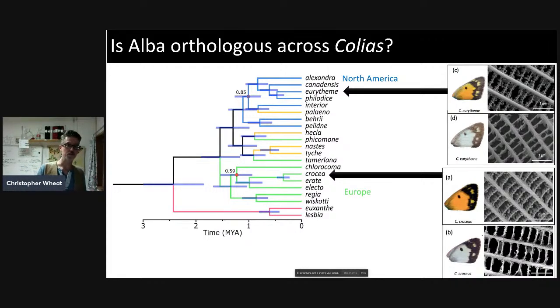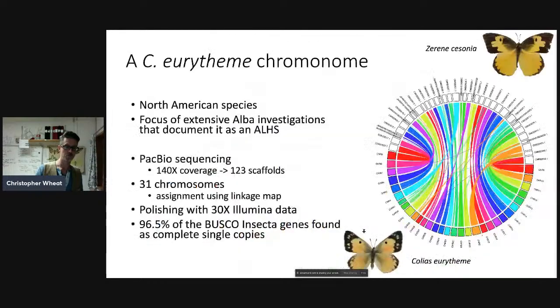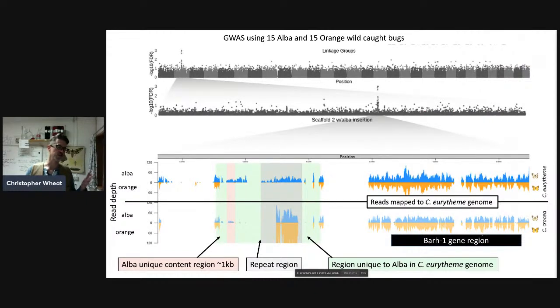To do that, we needed to, well, build a high-quality genome for Colias eurytheme, which we did. We did a whole bunch of PacBio sequencing. And with a little bit of Hi-C data, that quickly fell into 31 chromosomes. We also used a linkage map to do that. We did some polishing, had really good BUSCO results. Here I'm just showing the alignment of our genome to the outgroup genus, Zerene cesonia, showing that, yeah, it looks like it should. And here's the result of doing a genome-wide association study in our North American Colias.